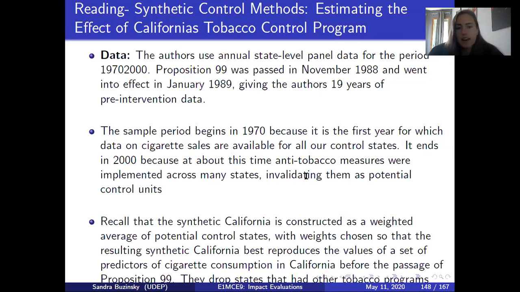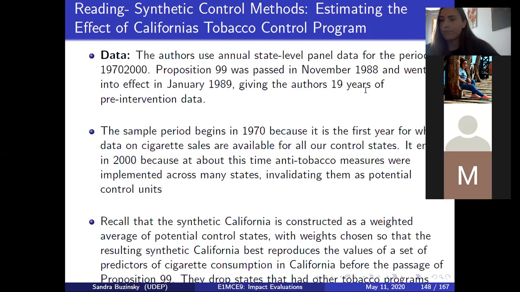And then it ends in 2000 because at this time, other anti-tobacco measures were implemented across many states. So if you go further than 2000, you can't use these states as a control group because then they're affected by their own policy, right? And what do we need to have from a control group to be valid? That they're not treated. So it's really hard to measure the effect of a policy over really long periods of time just because the control groups might start receiving policies of their own.